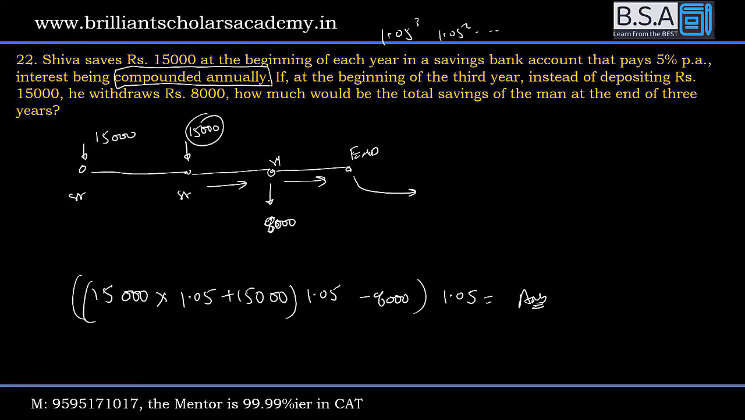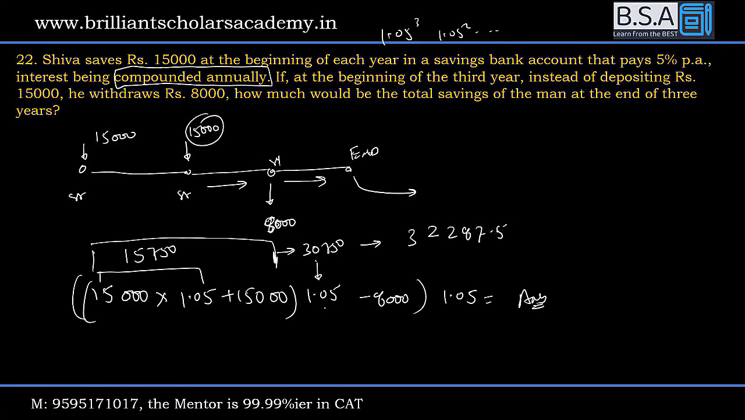₹15,000 increased by 5%. This part becomes 15,750. In that, another 15,000 is added. So this part combined becomes 30,750. And what is happening? 5% growth in that. So after this growth, the value becomes 32,287.5. Let us keep that 0.5 in mind because we have to type the nearest integer. So keep that 0.5 in mind.